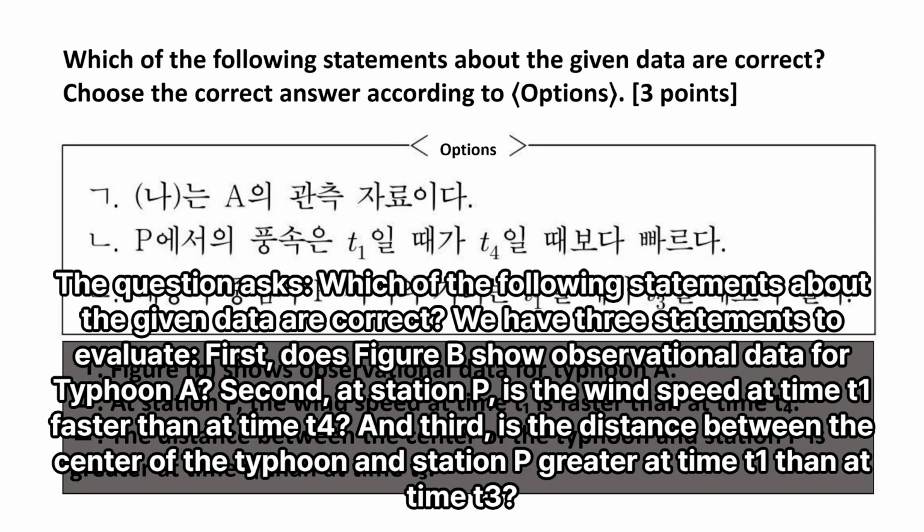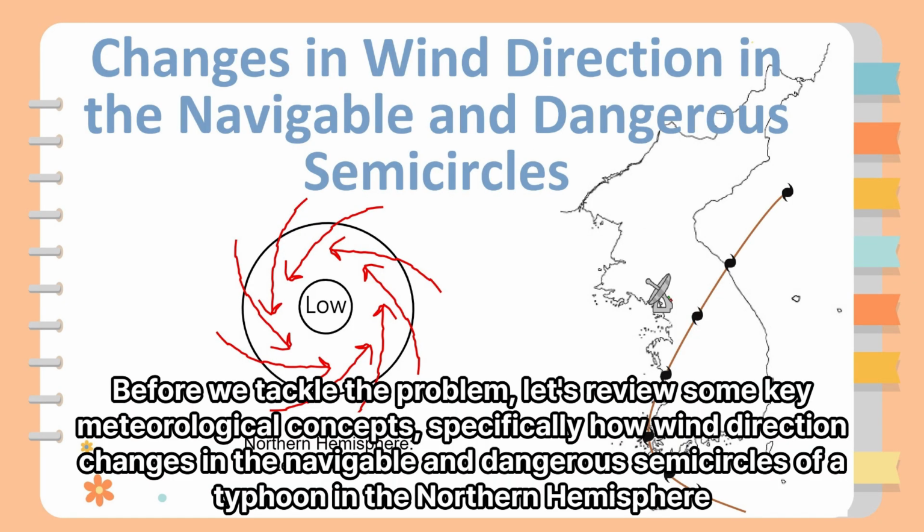The question asks, which of the following statements about the given data are correct? We have three statements to evaluate. First, does Figure B show observational data for Typhoon A? Second, at Station P, is the wind speed at time t1 faster than at time t4? And third, is the distance between the center of the typhoon and Station P greater at time t1 than at time t3?